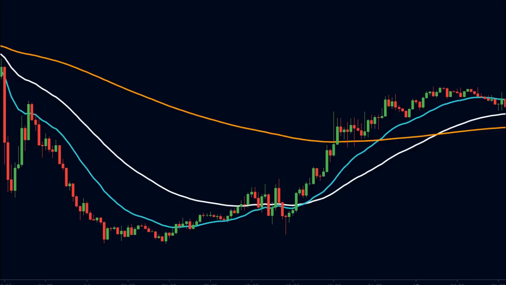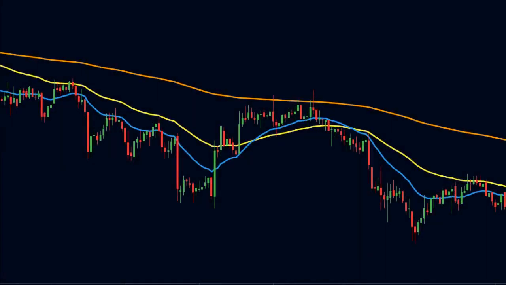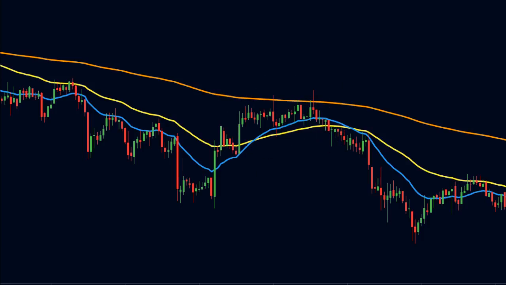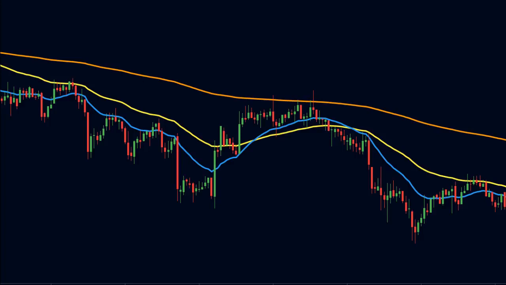Now, a lot of traders like to use two or more moving averages to identify the trend of different terms. For instance, here on this chart we have three moving averages: the 20, 50, and a 200-period moving average. Here we see that the 20 and 50 EMA are sloped upwards and the price is above them. Hence we can say that the price is in a short-term uptrend. But the price is below the 200-period EMA, and the 200 EMA is sloped downwards. Hence, we can say that the long-term trend is downwards. So the price is in a short-term uptrend and a long-term downtrend.